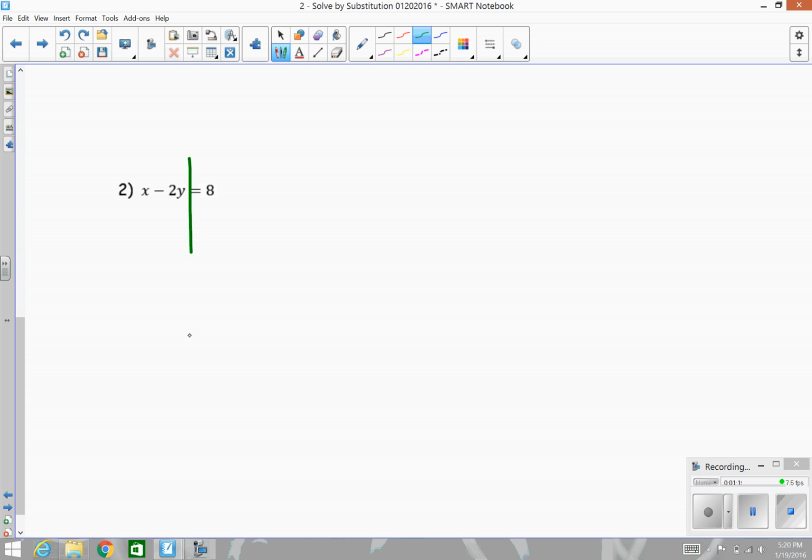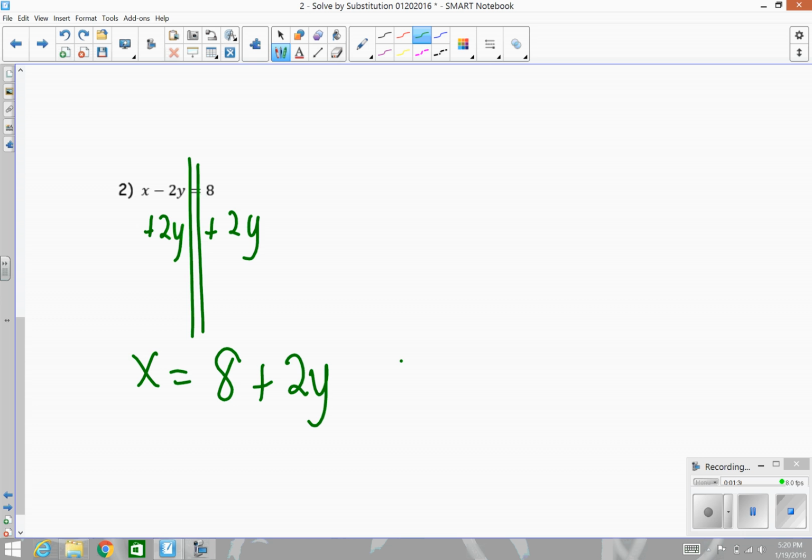For this one, pretty similar. We need to add 2y to both sides, so we can have x equals 8 plus 2y, or x equals 2y plus 8. Both are acceptable. When you're all set with that, go ahead and flip the page.